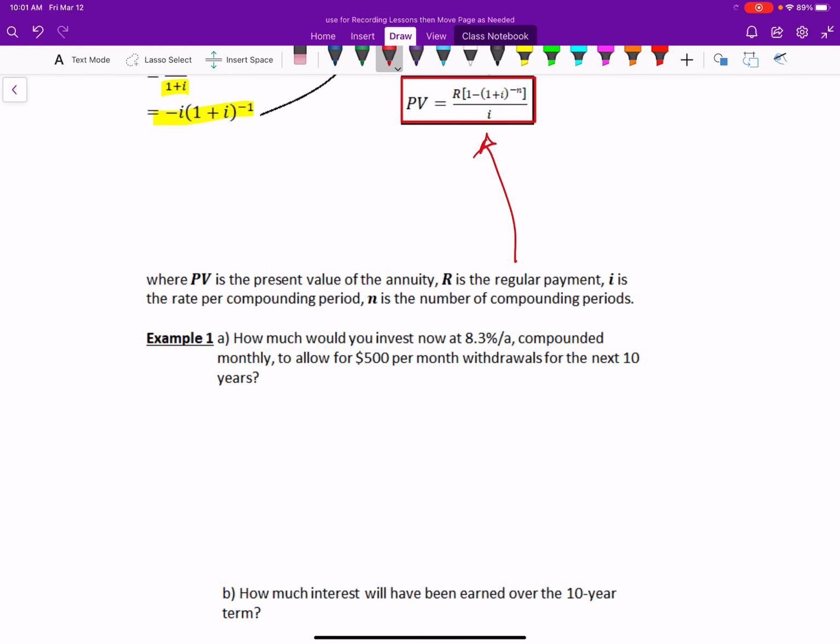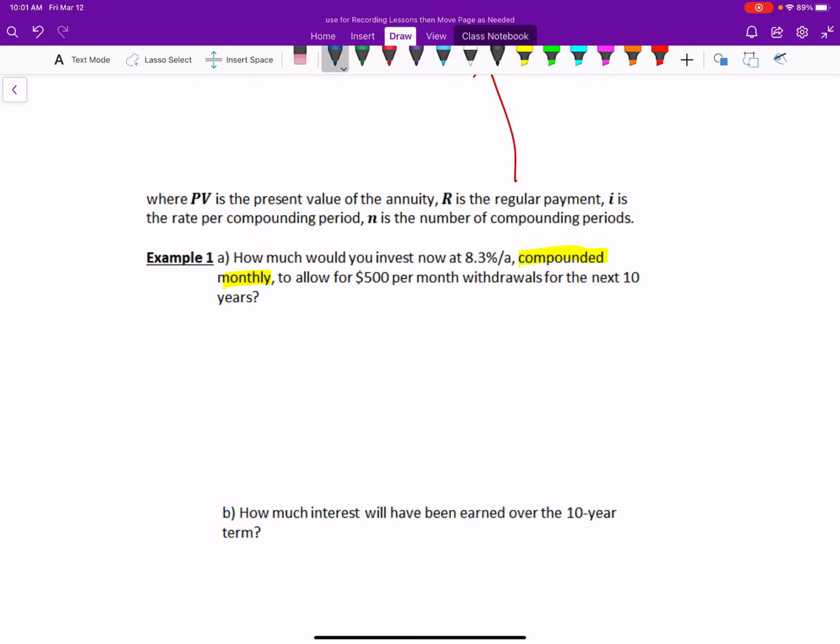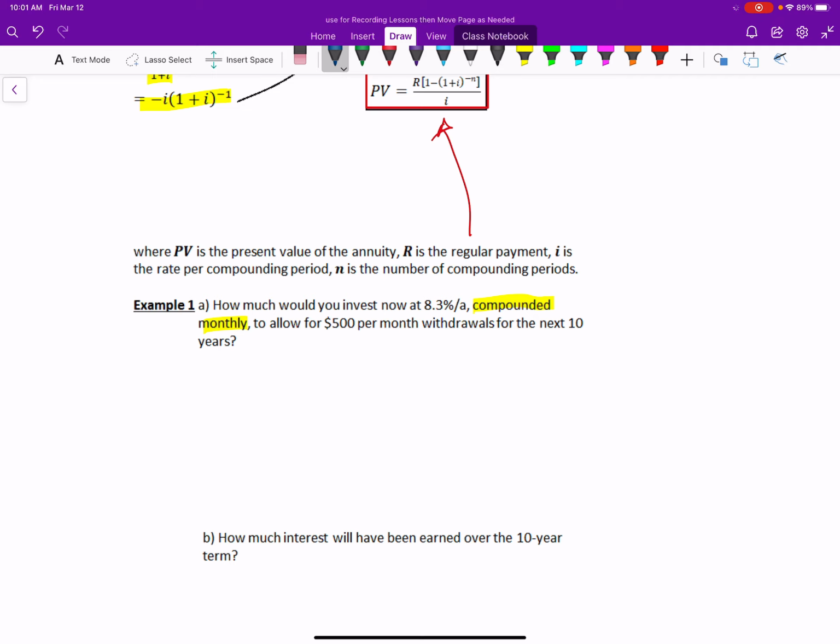How much would you invest now at 8.3% per annum, so that per annum again means per year, compounded monthly. So we know from previous experience that that's telling us that we're going to do it 12 times per year, to allow for a $500 per month withdrawal for the next 10 years. So just like we've been doing, we should write out all the different variables that we're working with. So R is our regular withdrawal, so that's going to be the $500.